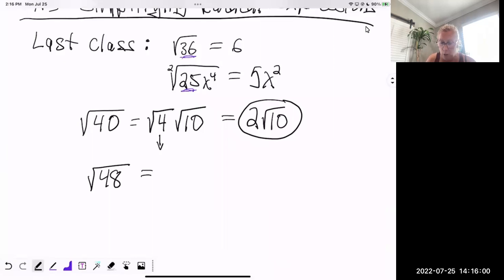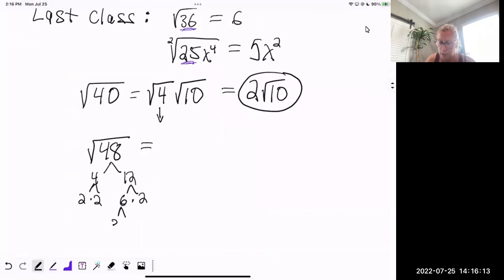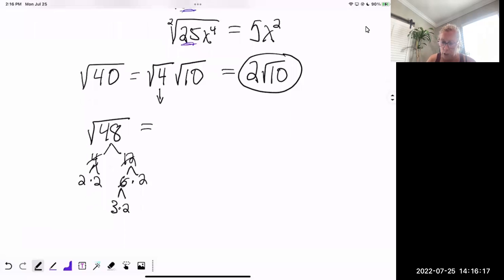So you can also use your factor tree to figure it out too. So let's do it this way. 4 times 12. This is 2 times 2. This is 6 times 2. And this is 3 times 2. So that's going, that's going, that's going. So I have 2 to the 4th times 3.